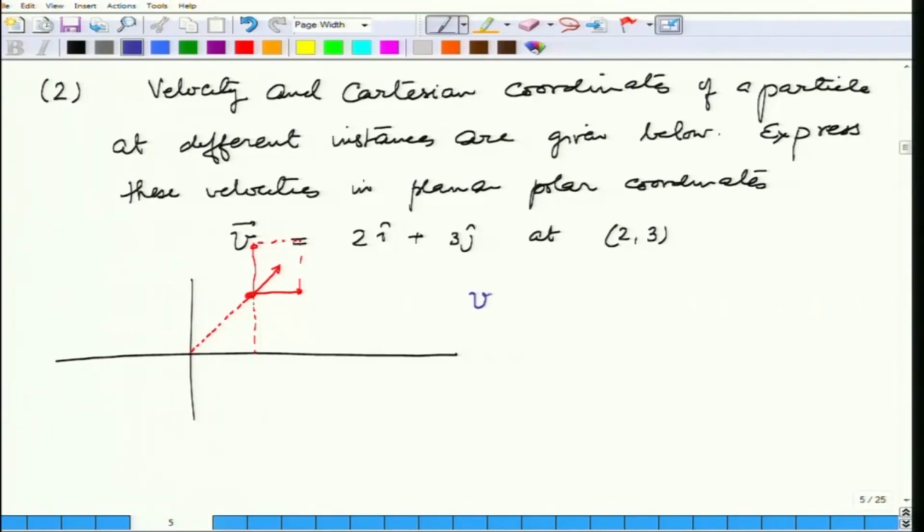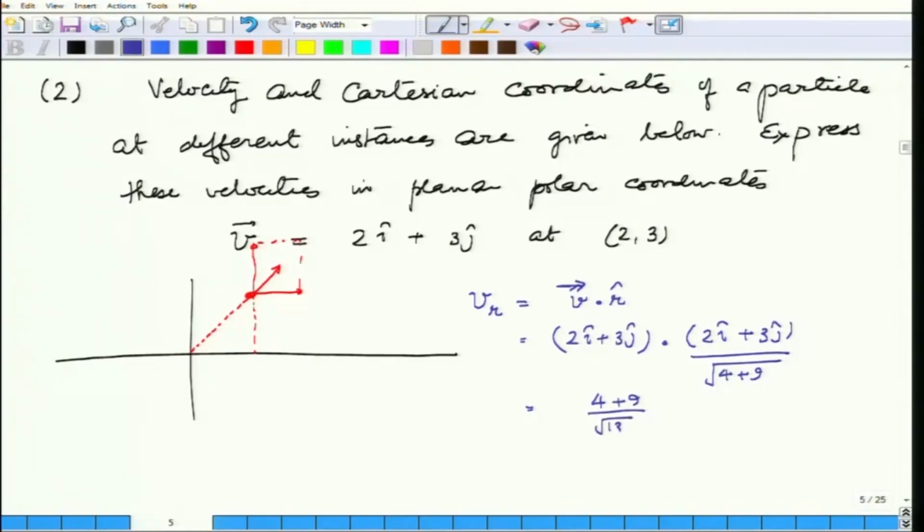So, let us first calculate what the radial component of the velocity is. The radial component is going to be v vector dot r unit vector, which is 2i plus 3j, this is the velocity given, dotted with the r unit vector. Since the particle is at 2, 3, r unit vector is 2i plus 3j divided by r, which is the square root of 4 plus 9. So, this is going to be 4 plus 9 over root 13, which is root 13. So, Vr is root 13.